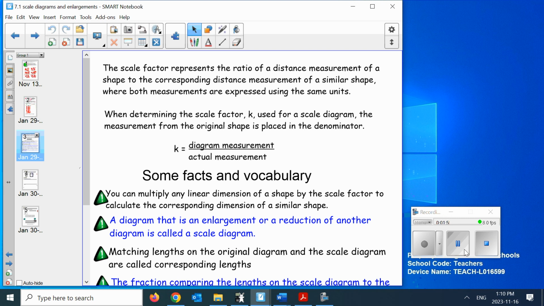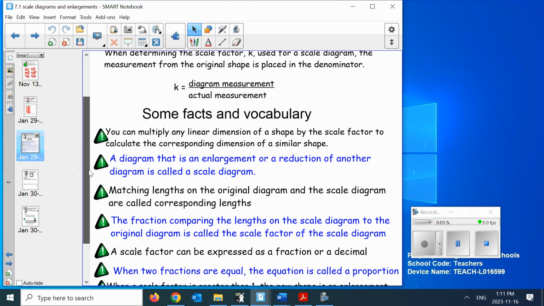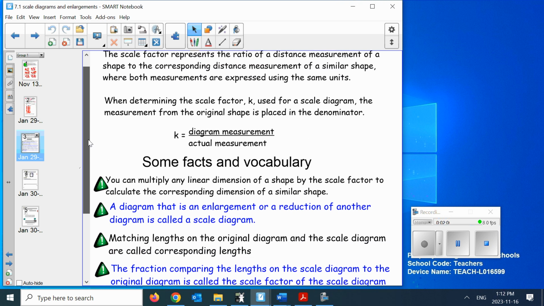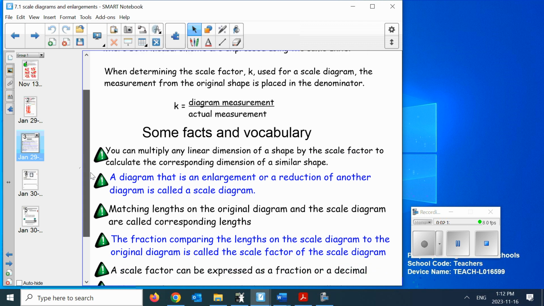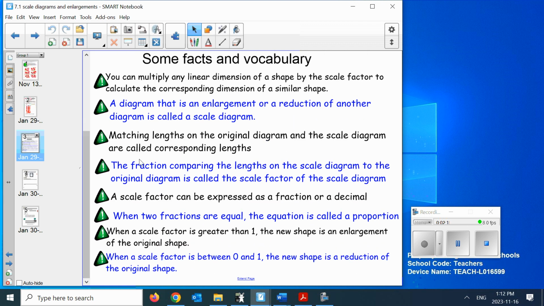A few things though, guys, where we left off. When we do a scale factor, like that fraction system, we want the diagram measurement on the top, the actual measurement on the bottom, okay? The actual size of an object, okay?